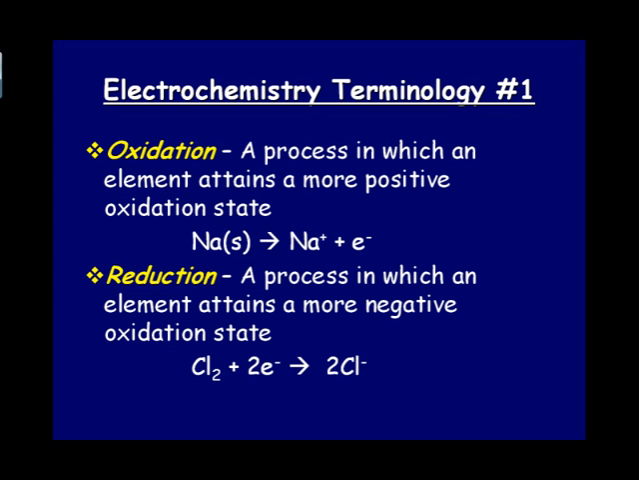So usually what happens is an electron is lost in an oxidation and it's picked up in a reduction, and in the process those electrons traveling create a current. And as you can see here, the chlorine molecule picking up 2 electrons becomes 2 chloride ions.